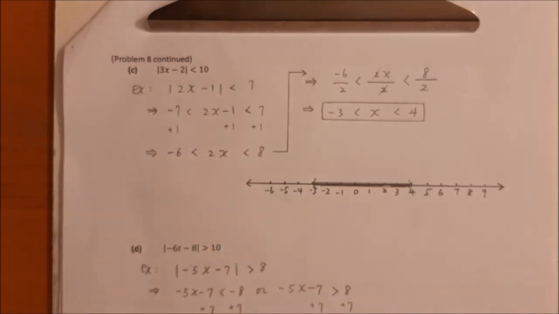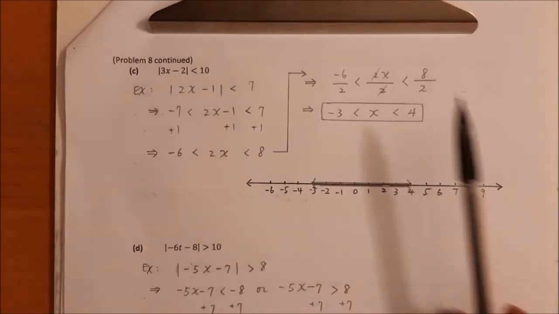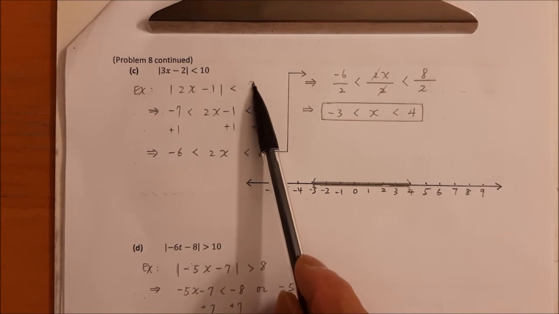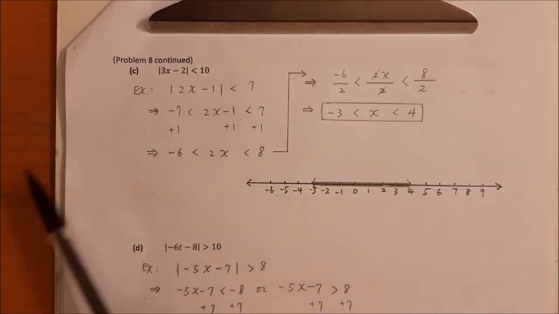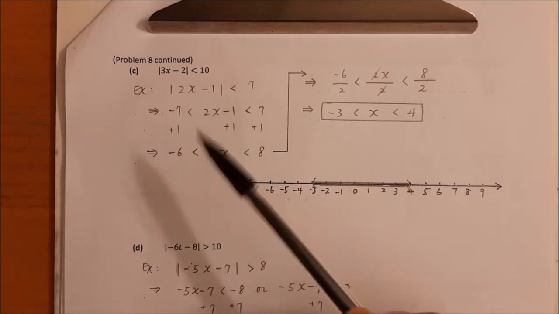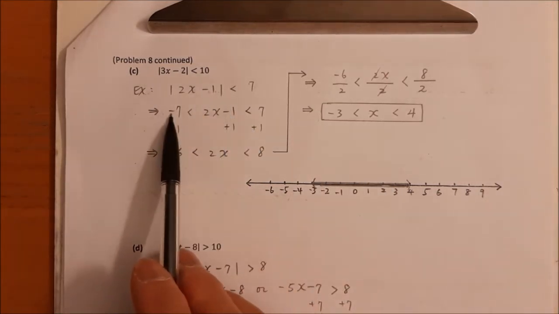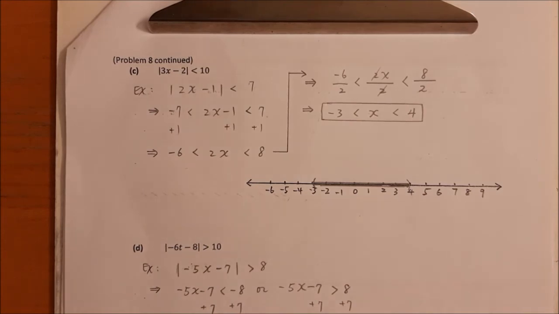Taking the absolute value will still be less than 7. More than 7, the absolute value will not be less than 7. Less than negative 7, the absolute value becomes greater than 7. So this 2x minus 1 should be between negative 7 and 7.